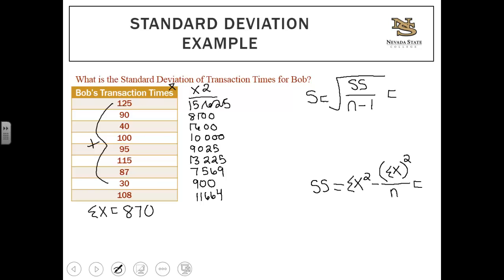Oh, I missed one here. Hold on. I forgot one of his transaction times. So let's add 80 to that. All right, then you sum those together and you get 870. And 80 times 80 is 6,400. Add those together. Sum of x squared is 84,108.